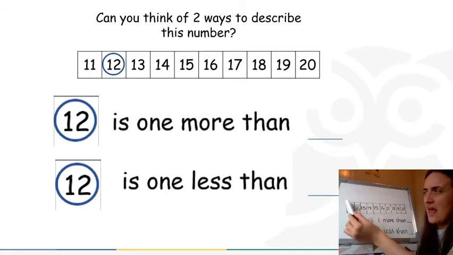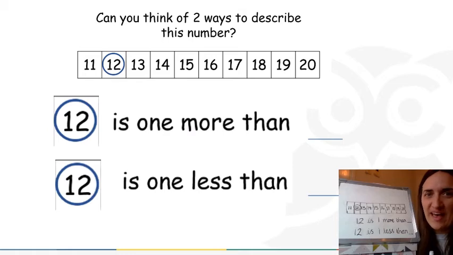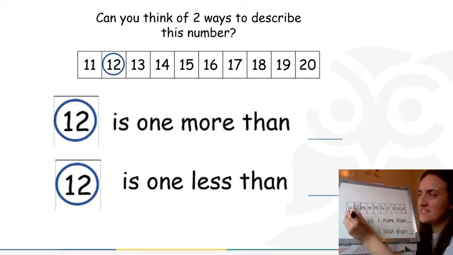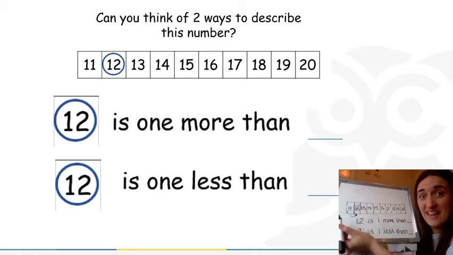Can you have a look at your sneaky little peek of numbers around your number 12 and see if you can work out the answers? Pause the video if you'd like, just to give yourself a little bit of time to work that out. Okay, so what did you get? 12 is 1 more than 11. Excellent. If I started on 11 and counted 1 more, I'd get 12. So 1 more than 11 is 12. So 12 is 1 more than 11.